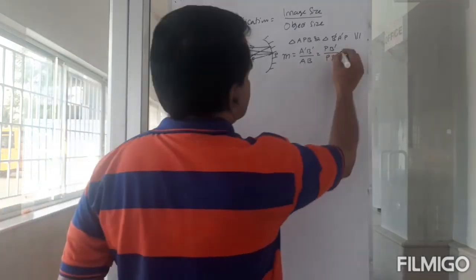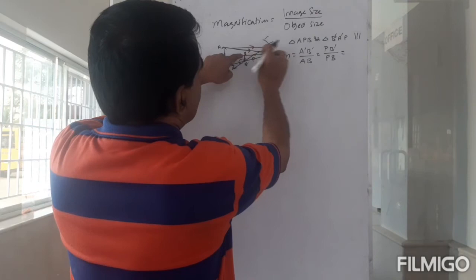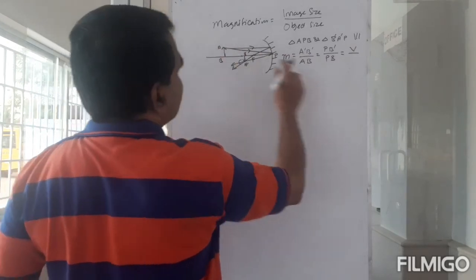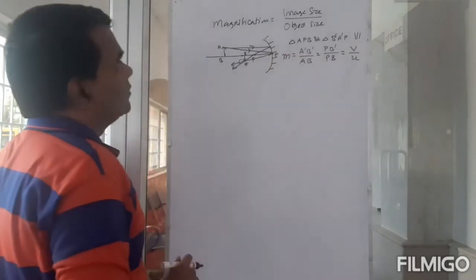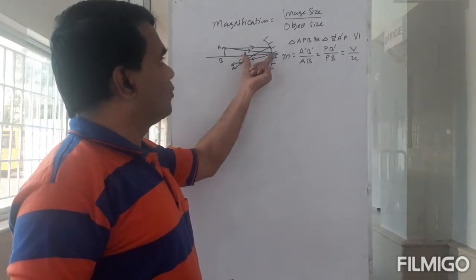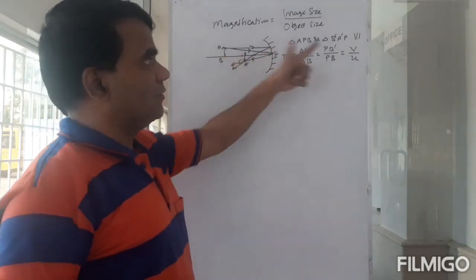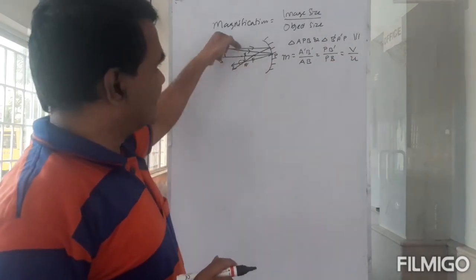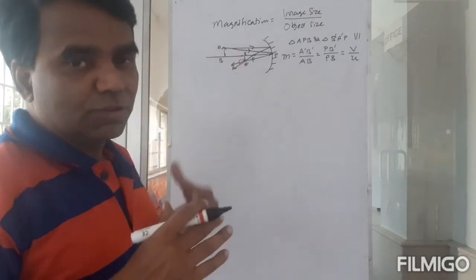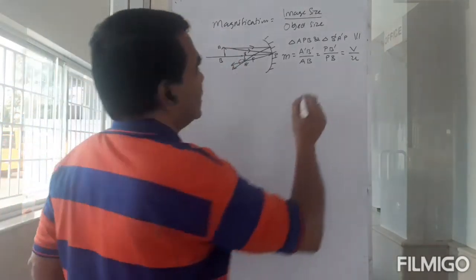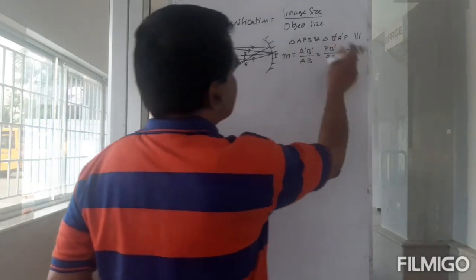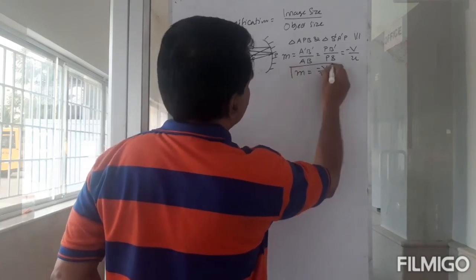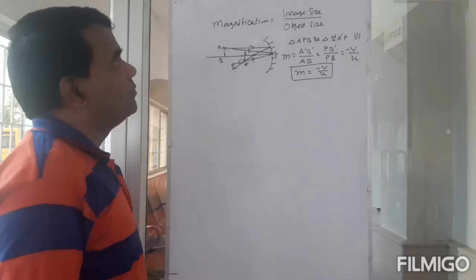Okay, so what is PB dash? PB dash is nothing but V, right? And PB is actually U. So this is a negative quantity and this is also a negative quantity, V and U. Negative and negative will give a positive value, but you don't want that to happen, because the image is inverted. To show that it is inverted, you are going to have a negative sign here. So finally this became your magnification: M is equal to minus V by U. This was your magnification for a mirror.